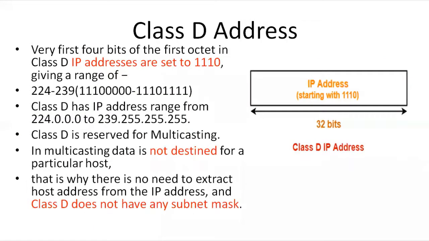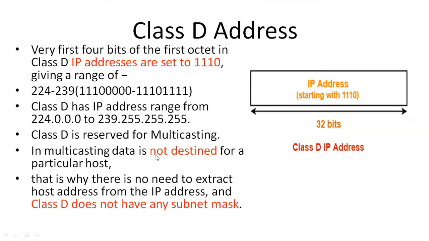Similarly, class D. How can I set the IP address in the particular first octet? The first 4 bits are set as 1110. That means the range here is 224 to 239. The binary representation is 11100000 to 11101111. This indicates the range of the IP address. This class D is reserved for multicasting.